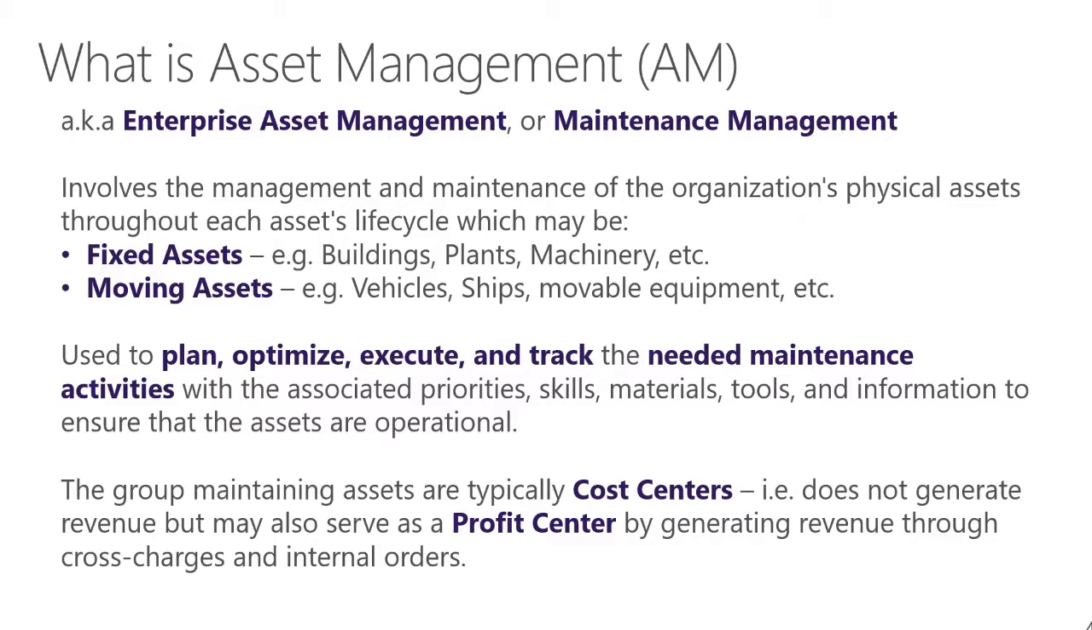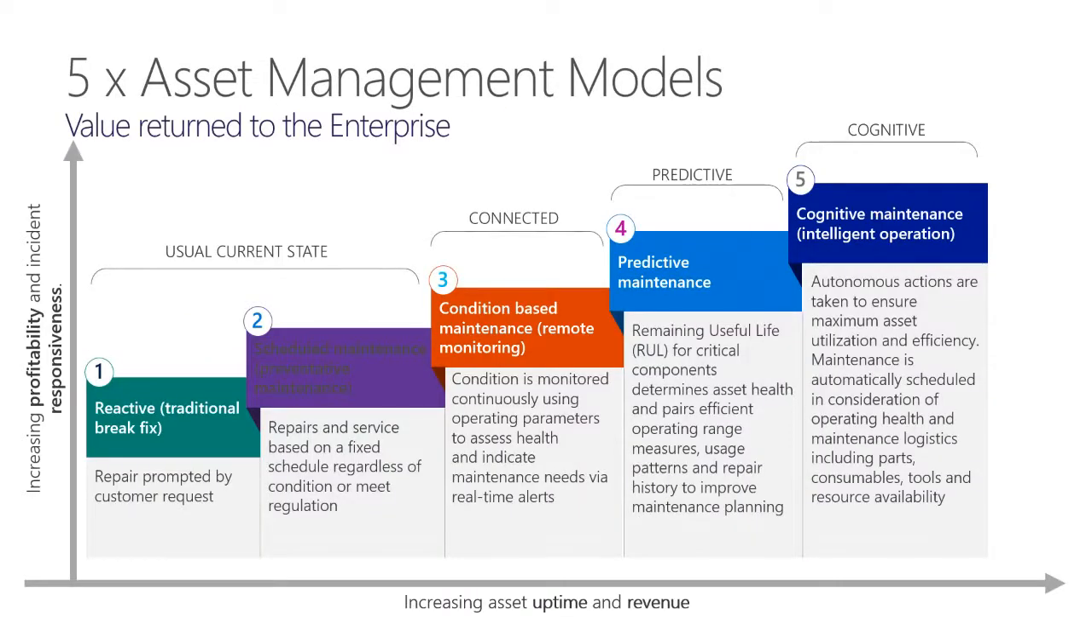So if you look at the various asset management models and levels of maturity, the least mature will be reactive maintenance. We only do maintenance when something breaks or stops working, and we are forced to go and perform some reactive, break-fix maintenance on that asset. So that's number one here.